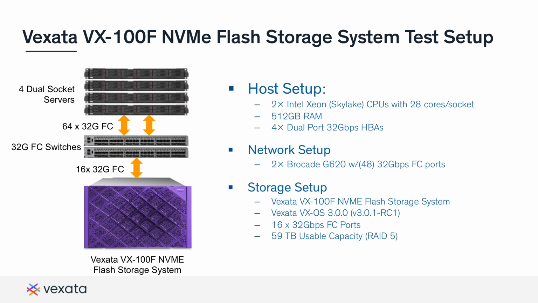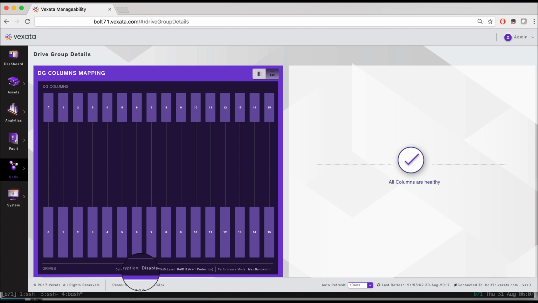For performance characterization, we have set up 4 dual-socket Linux servers to act as hosts that access a VX100F NVMe flash storage system through a Fibre Channel SAN switch. A drive group is configured using RAID 5 redundancy, and let's initially leave encryption disabled to establish a baseline performance measurement.